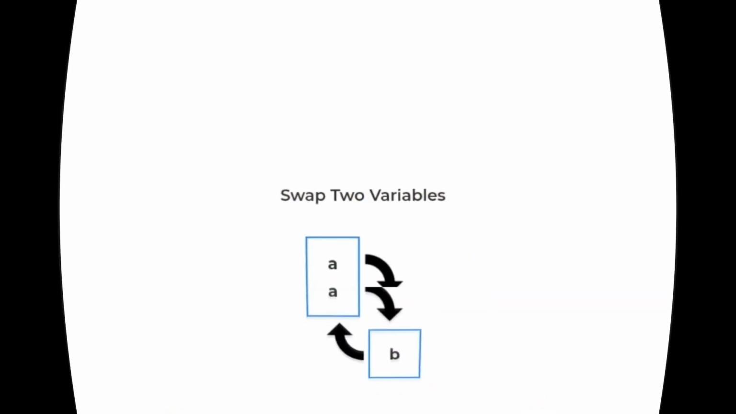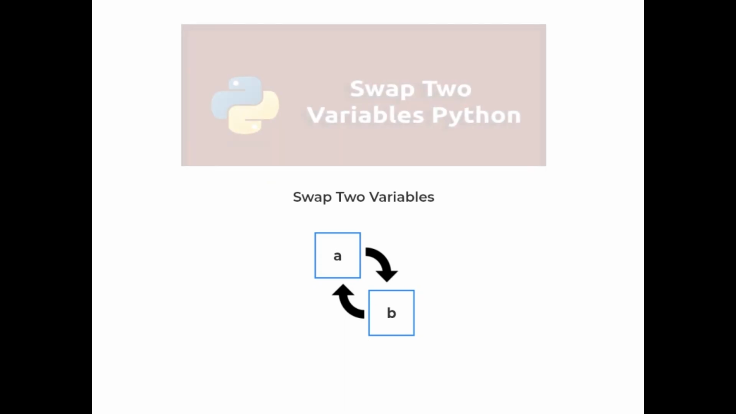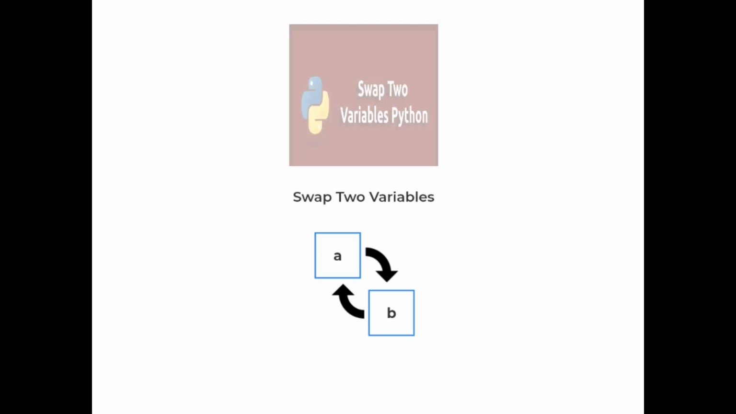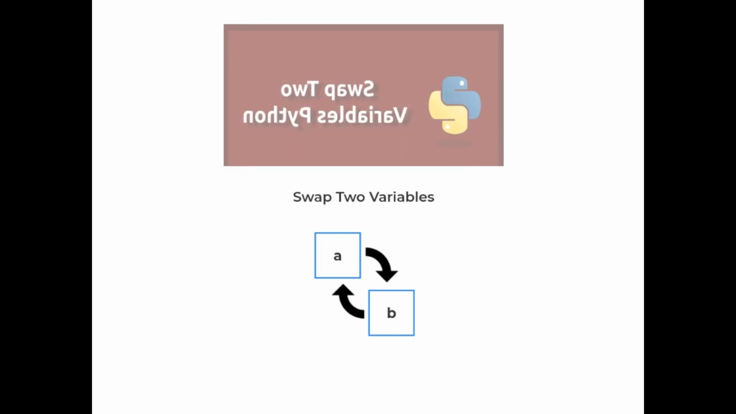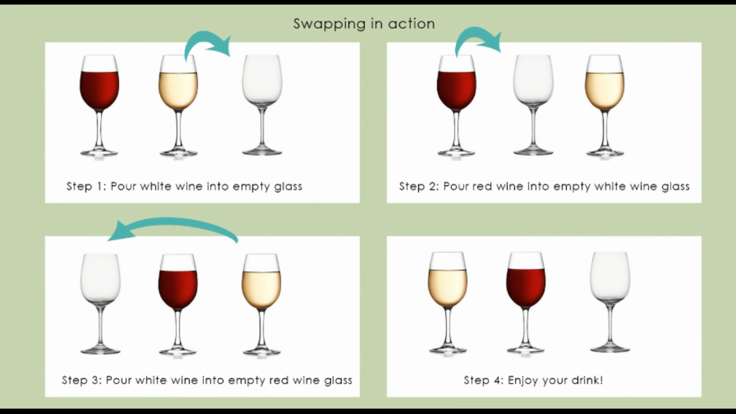In the next program, we'll see how to swap or exchange the values of the variables. One way to swap the values of two variables in Python is by using a third variable. This approach involves temporarily storing the value of one variable in the third variable and then assigning the value of the second variable to the first variable, and finally assigning the value of the third variable back to the second variable. Let me show you how it's done.